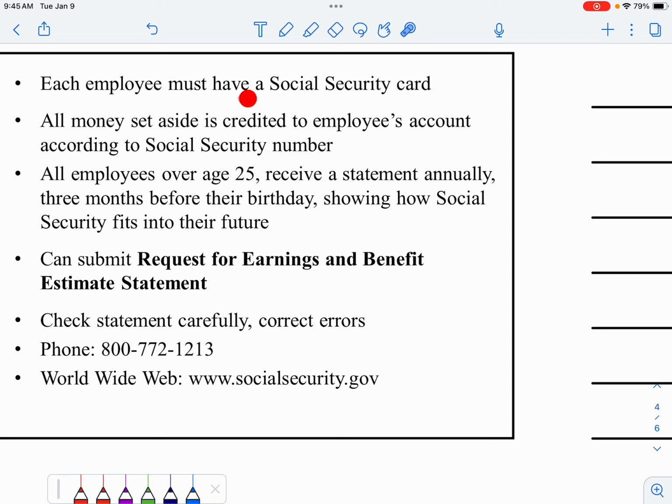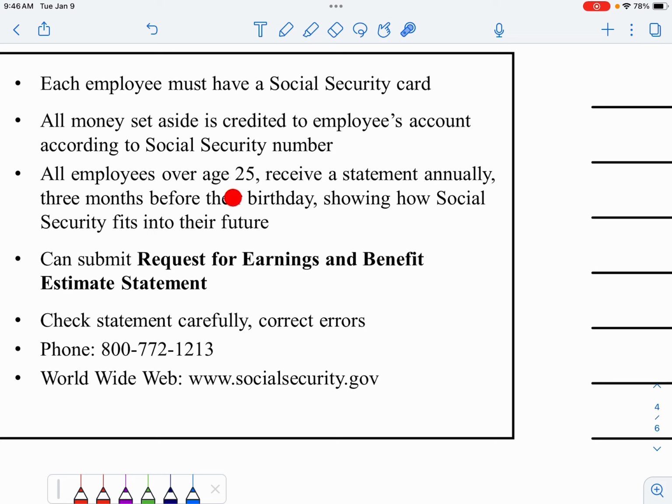Each employee must have a Social Security card. All money set aside is credited to employees' accounts according to Social Security number. So those taxes are actually your money. Of course, your money is used to pay the current retirees. When you retire, you will be paid by the next generation's contributions. So basically, that's what is happening.